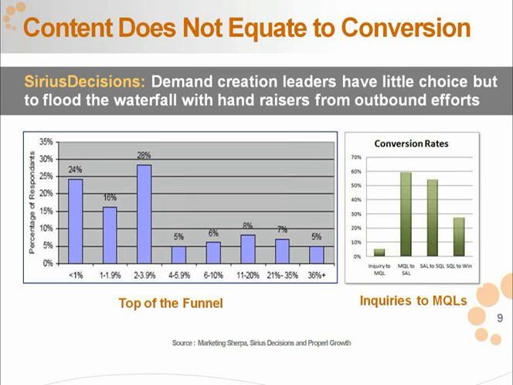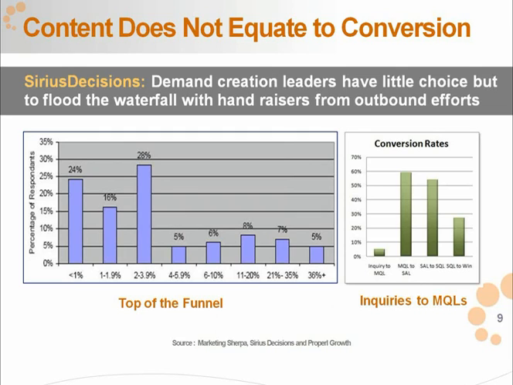On the right-hand side, there's a slide that talks about inquiries to MQLs. MQLs, or Marketing Qualified Leads, is a term that Sirius Decisions uses. They're an analyst firm that targets the B2B market. An MQL is someone who's qualified and who can be put into an active process towards purchase. And you see that the conversion rate from inquiry to a qualified lead is very low.